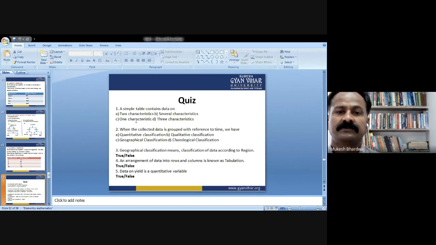Third question: geographical classification means classification of data according to region. True or false? Geographical classification means classification of data according to the region. It's a true statement. Next, an arrangement of data into rows and columns is known as tabulation. Is it true or false?